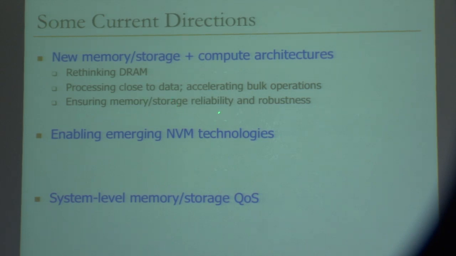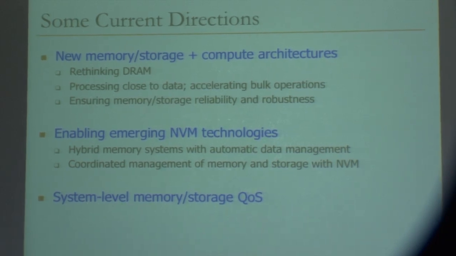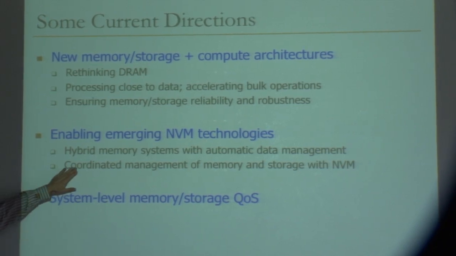Ensuring memory and storage reliability and robustness. These can be handled with new memory and storage architectures. The second is enabling emerging non-volatile memory technologies. How do you design hybrid memory systems with automatic data management? And how do you coordinate the management of memory and storage, especially when you have non-volatile memory? Because if you have large amounts of non-volatile memory, maybe all of your memory is persistent now. Why do you want to have different memory and storage if all of your memory is persistent? Right? That's one question that enables rethinking of the entire system, actually.